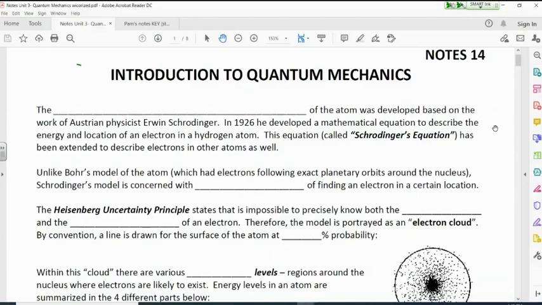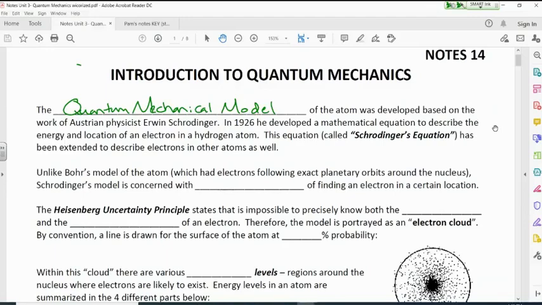So the quantum mechanical model is the first blank. The quantum mechanical model is the model we currently use to describe what the atom looks like. So that's our current one, the newest one.